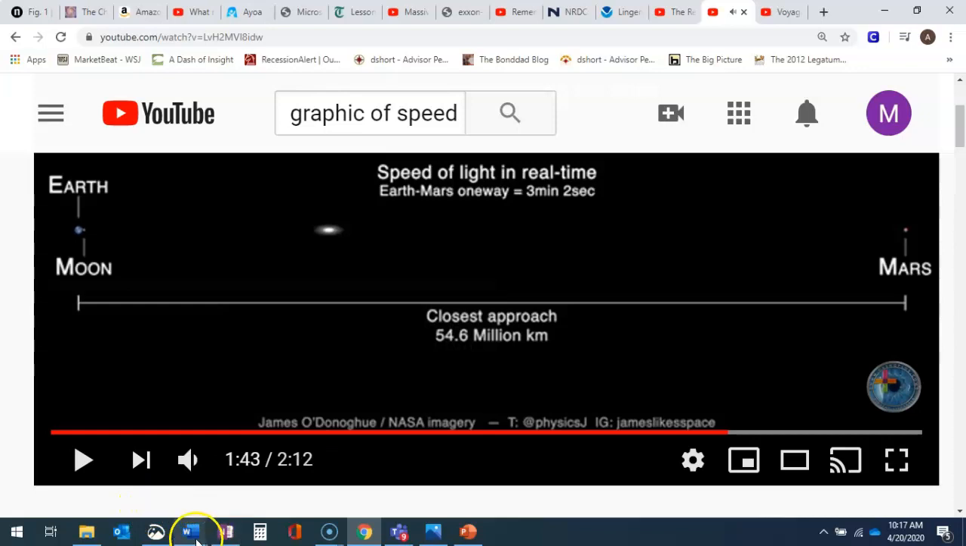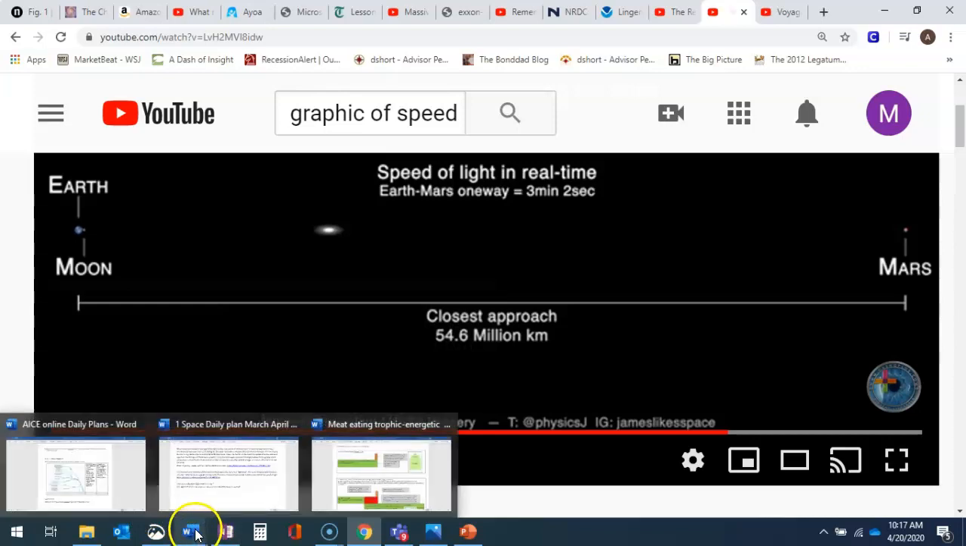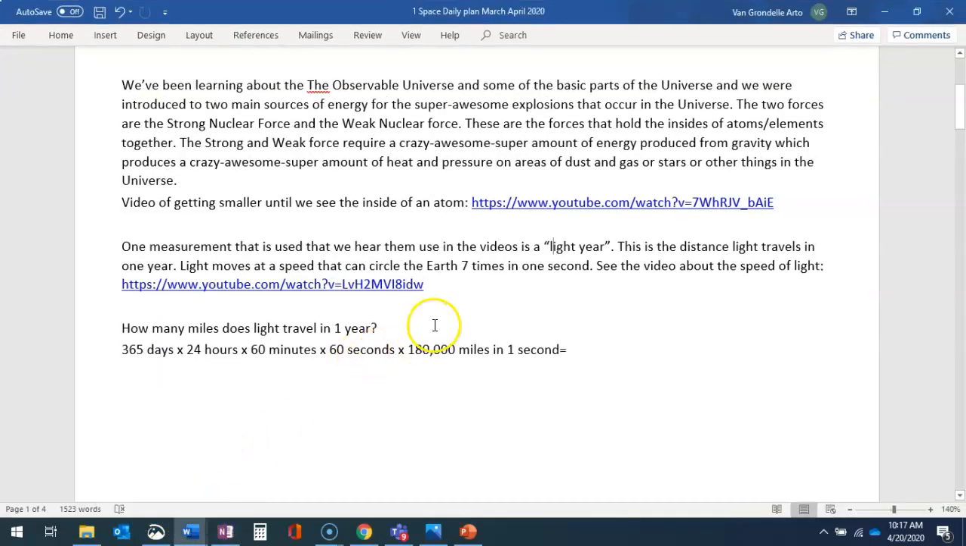So your assignment today, very simply, is how many miles does light travel in 1 year? So you have to multiply. It's 1 year, so we have 365 days times 24 hours, and times 60 minutes in 1 hour. If you multiplied those three, you'd have how many minutes are in 1 year, which is like 500,000 minutes or something.